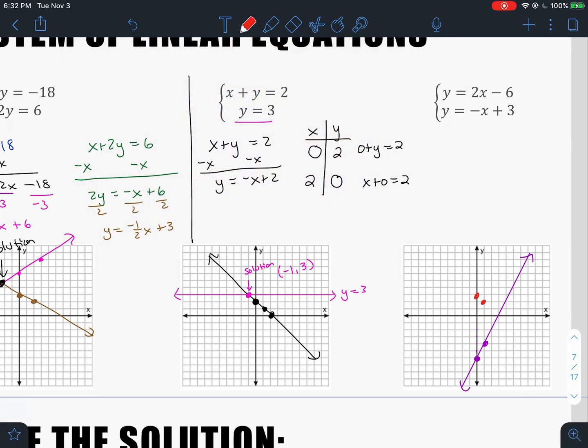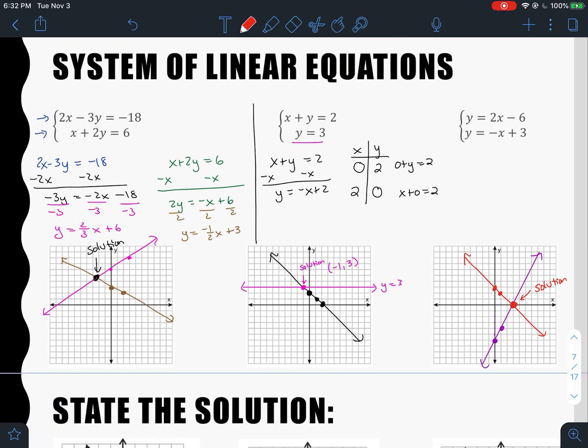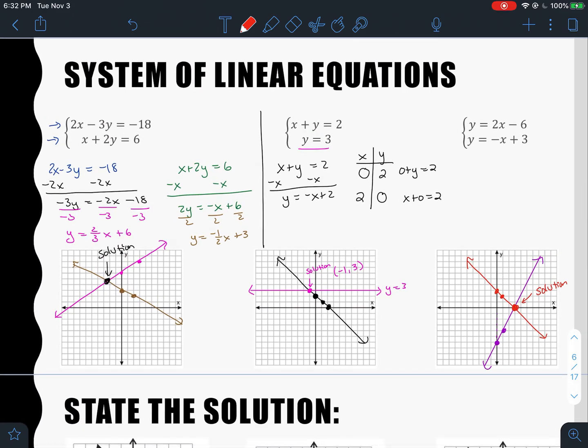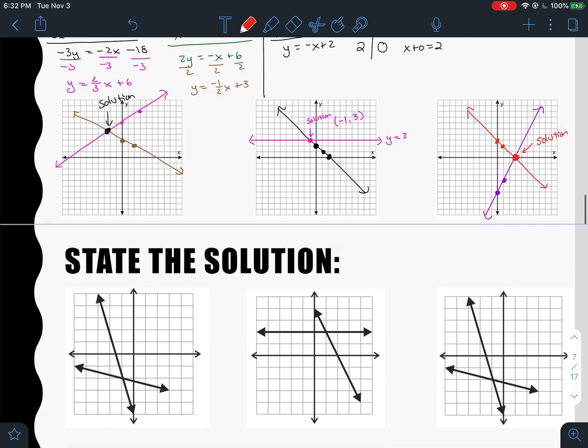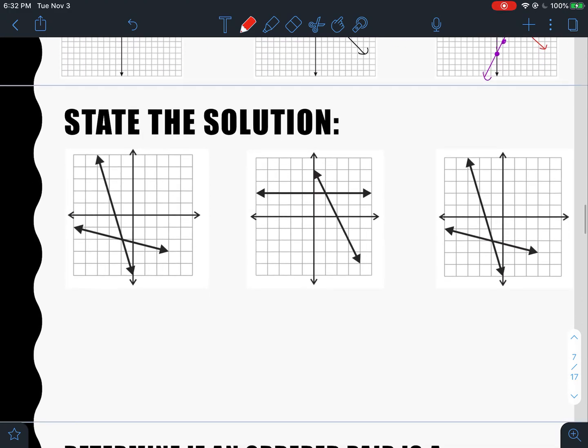And then the second line is negative x plus 3, so it's going to start at 3 and then go down 1 over 1, and then connect those 2 points with a line. And then again, what we're looking for is the point where the red and purple line intersect, and that's going to be my solution. So those are systems of linear equations. They're linear because when you graph them, they make lines, and they're called a system because there's more than one of them.